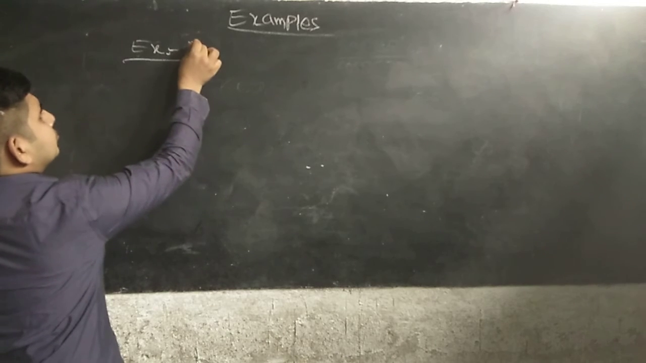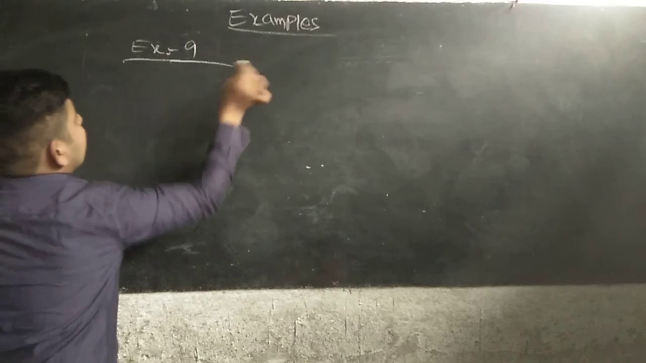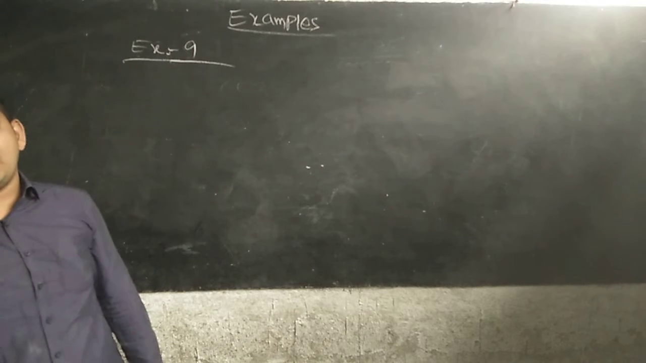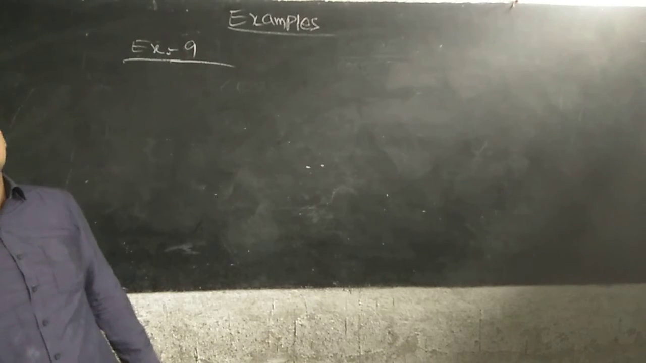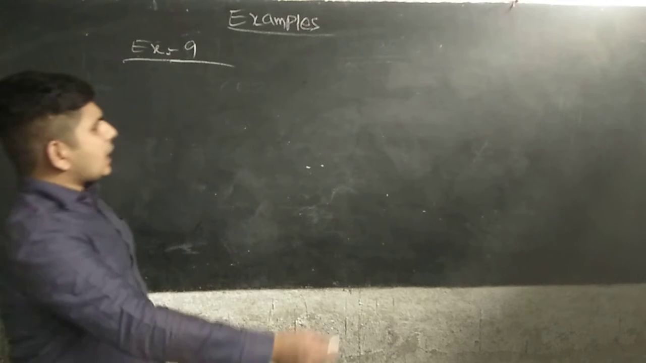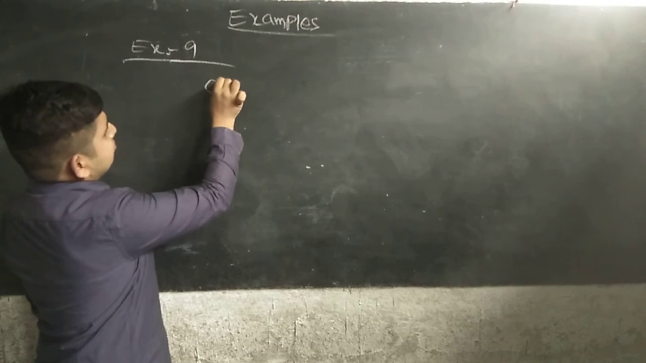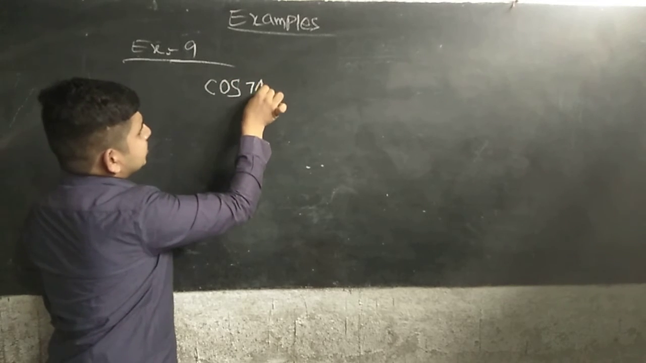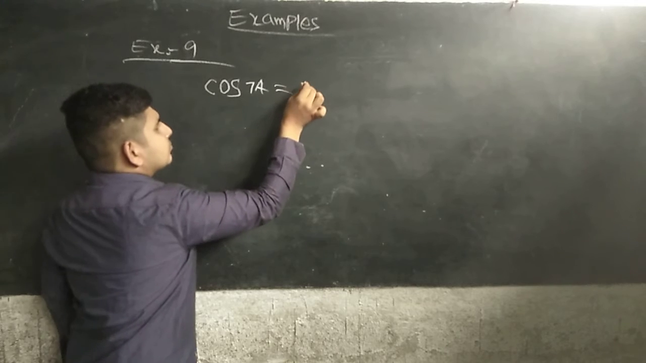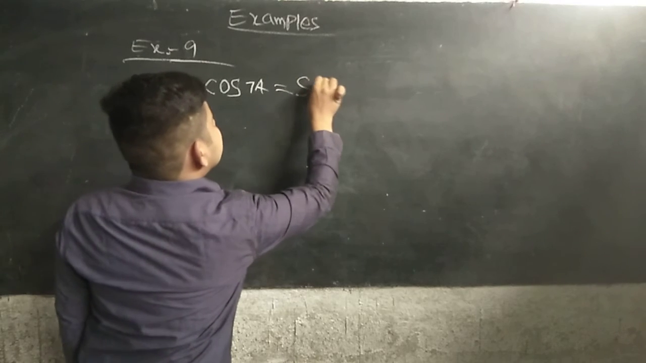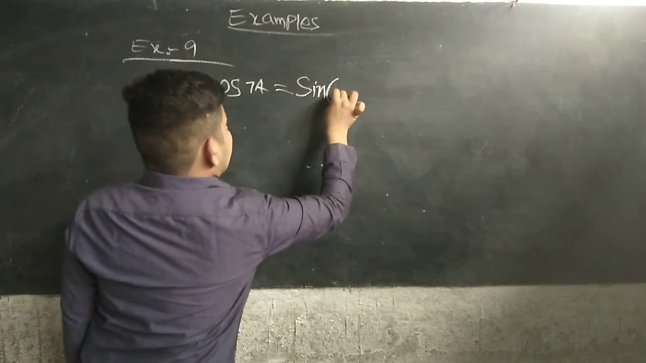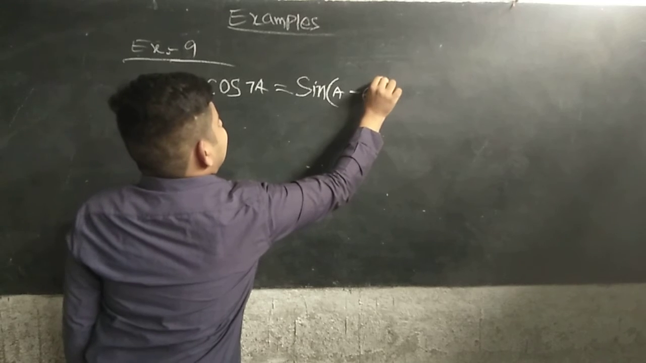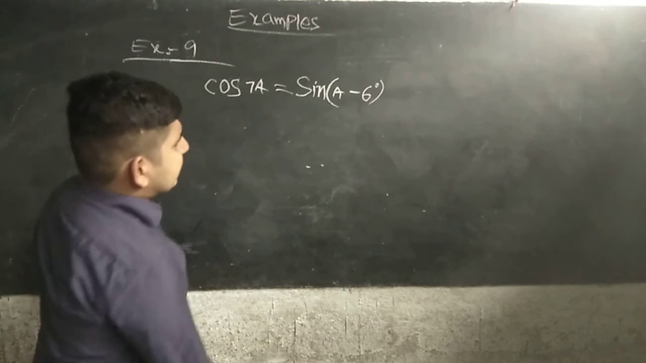Example number 9. If cos 7A equals sin of A minus 60 degrees.